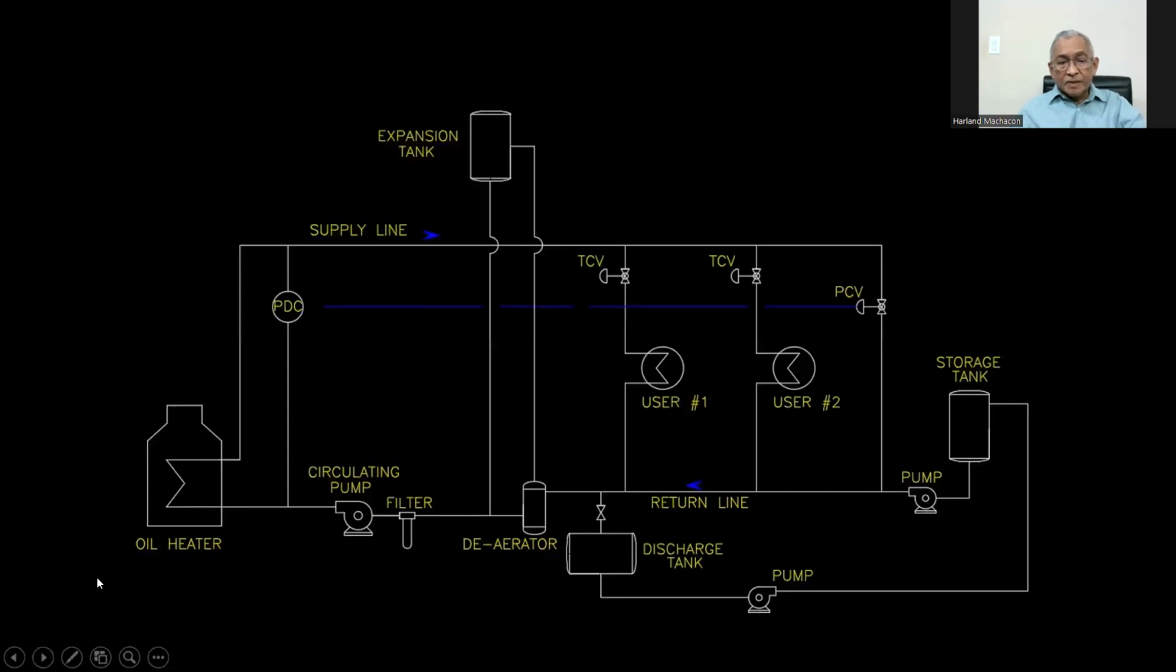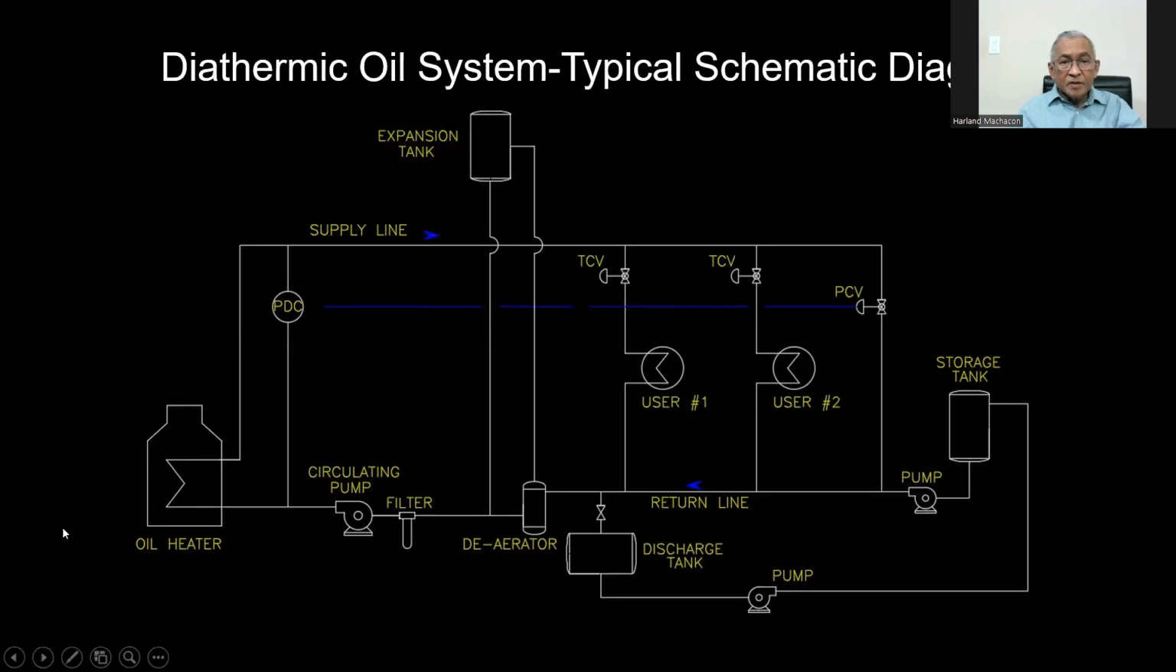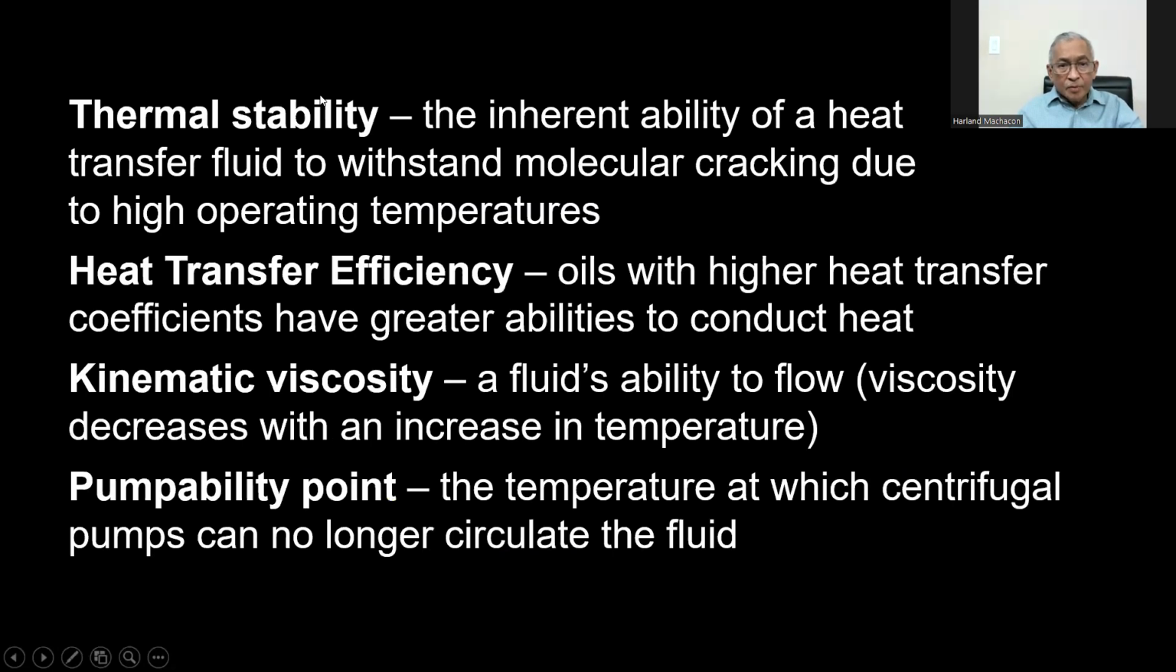So we have a typical diathermic oil system, a typical schematic diagram. Here we have the oil heater, and then it goes to the supply line after the heater. It goes to the different users, user number 1 and user number 2 here.